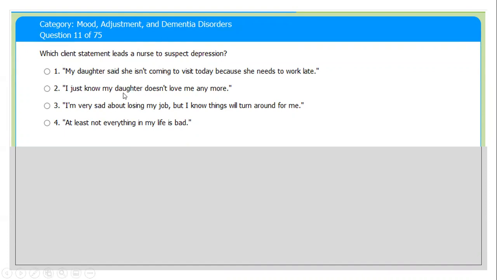Next question. Which client's statement leads a nurse to suspect depression? Number one, my daughter said she is not coming to visit today because she needs to work late. Number two, I just know my daughter does not love me anymore. Number three, I am very sad about losing my job, but I know things will turn around for me. Number four, at least not everything in my life is bad. So number four shows a little bit of hope. And number three, if anybody loses a job, they will be sad. Nothing abnormal, right?